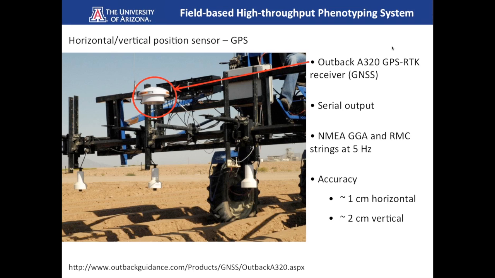We have used this Outback 320 GPS RTK, real-time kinematics. This is the ultra precise system. We're using GNSS. The only thing to know about that is that these receivers can track many more satellites from different constellations, so the accuracy is improved by that. This particular unit, the board inside, is built by Hemisphere GPS.